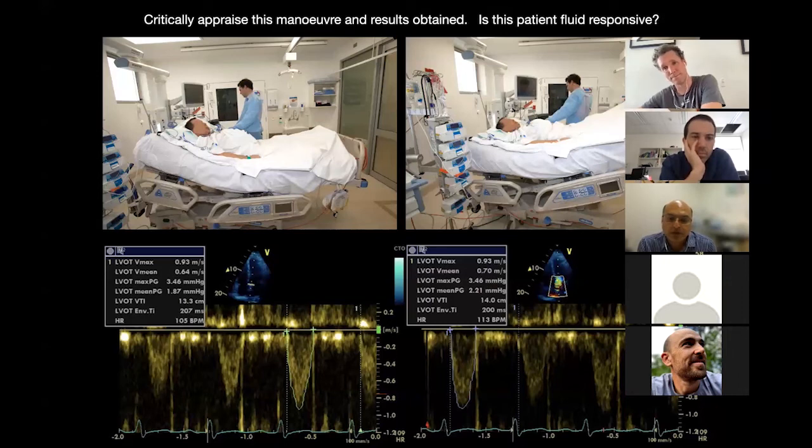But it's also hard. Can I just ask a quick question? Because the patient is on ventilator, is it worth having a respiratory trace at the bottom just to see that we are measuring at the right time, like end expiration? And just try and make sure you're doing the same time every time. Absolutely.